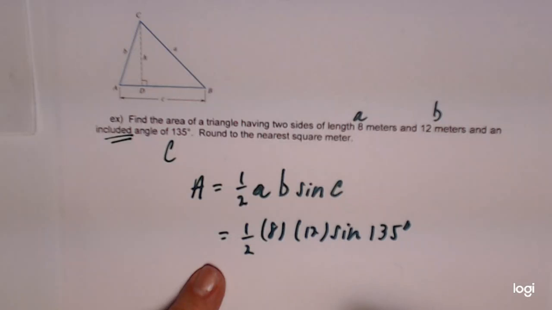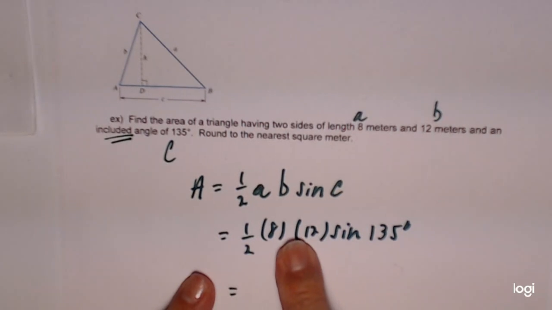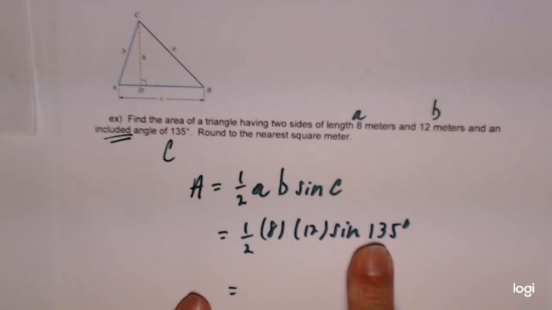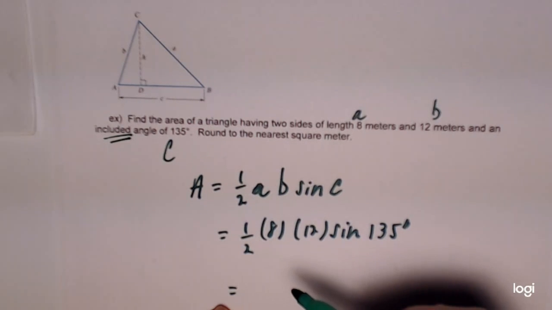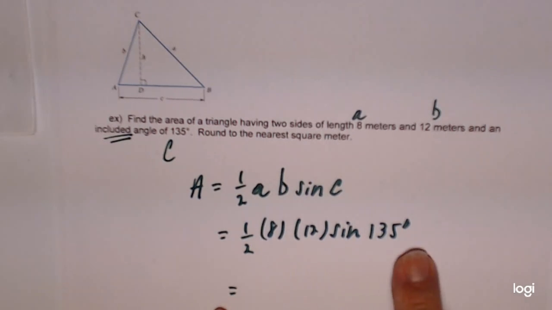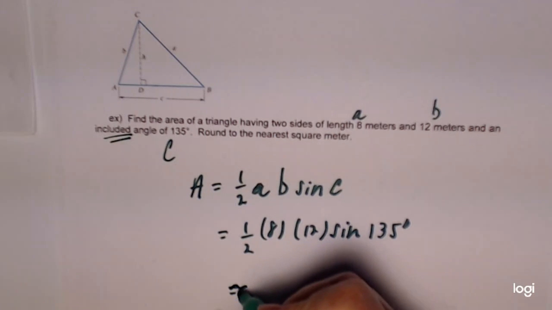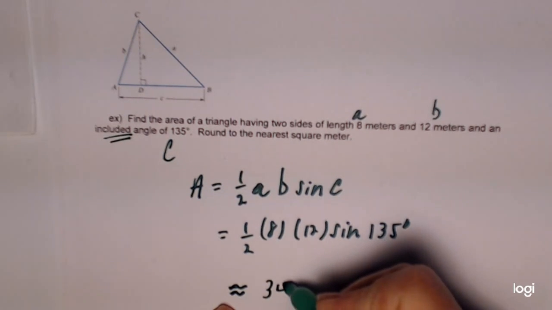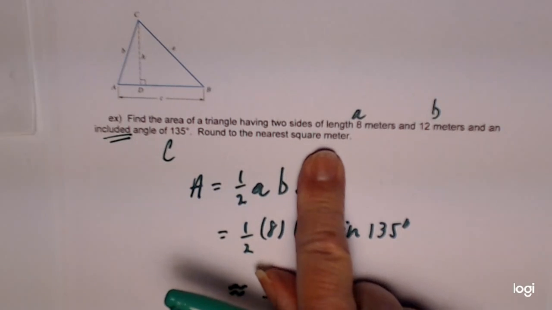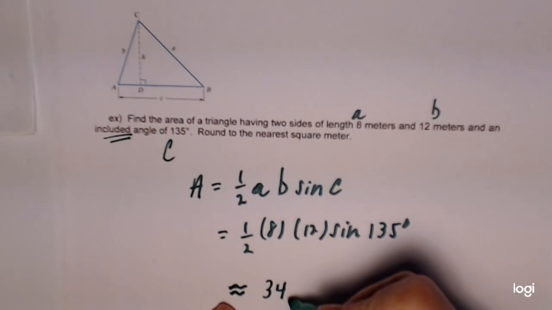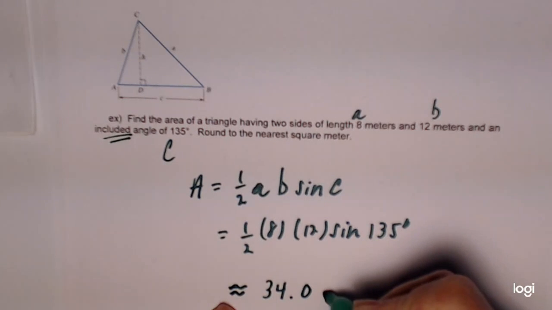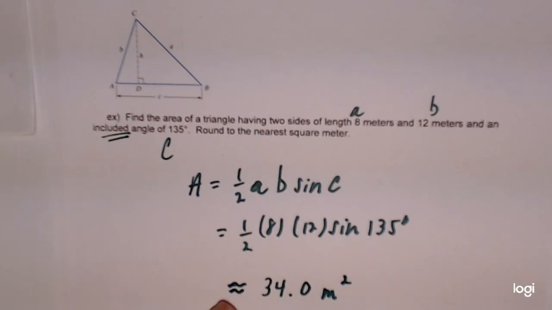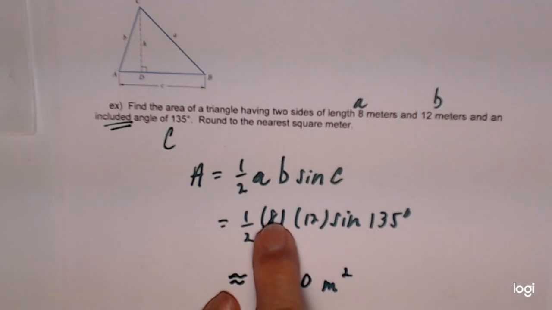So plugging in for our formula, or 1/2 the length of two sides times the sine of the included angle, if you want to skip writing that. And now when we do this calculation, let me change this to approximately equal to, because the sine of 135 is going to be a decimal number. This gives us 34, and we're asked to round to the nearest square meter. So this rounds to 34.0, and now this is going to be meters squared. I'm going to put the measure in there because this is meters, so meters times meters is meters squared, and that would be our answer.